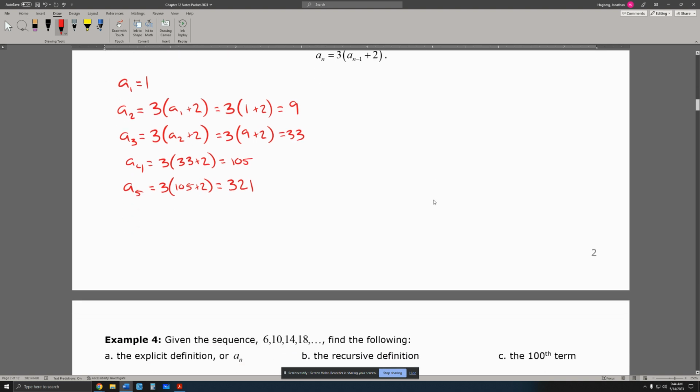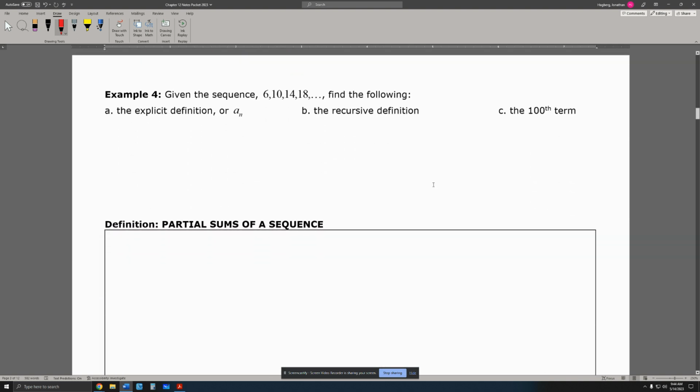All right, go ahead and flip the page. Given the sequence 6, 10, 14, 18, find the following. We want an explicit definition, or just a sub n. We want the recursive definition, and then we also want the 100th term. Okay, so first thing I notice is that our first term is 6, and then we are increasing each term by a constant 4.